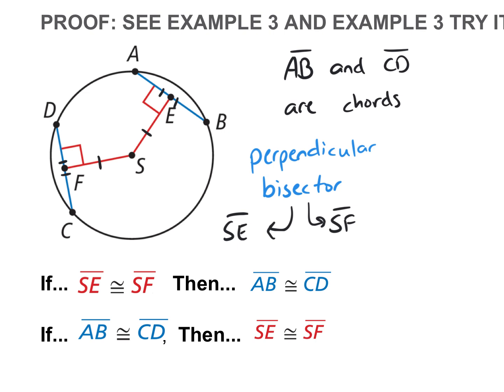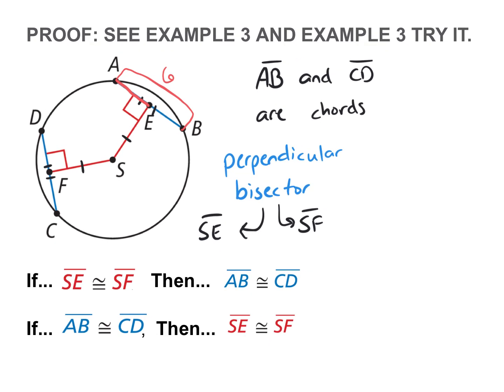So if I tell you that this chord is 6, what would the length of AE be? 3. Yep, that's how it works. And then it has this one in words for you. I'm not going to change the wording, but also make the note that it works vice versa. So if the two chords were the same, then those two perpendicular bisectors would be the same. Right?